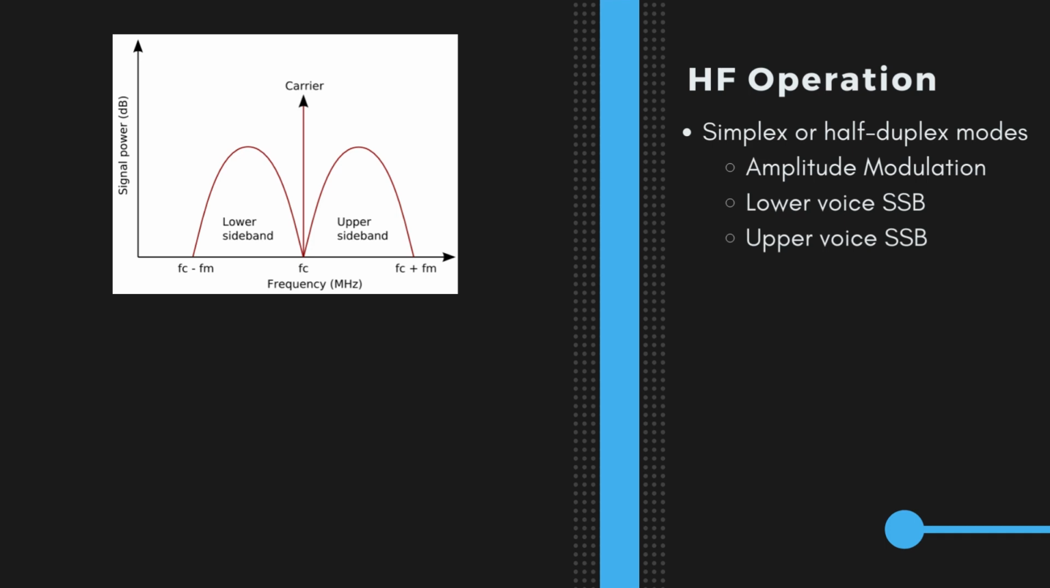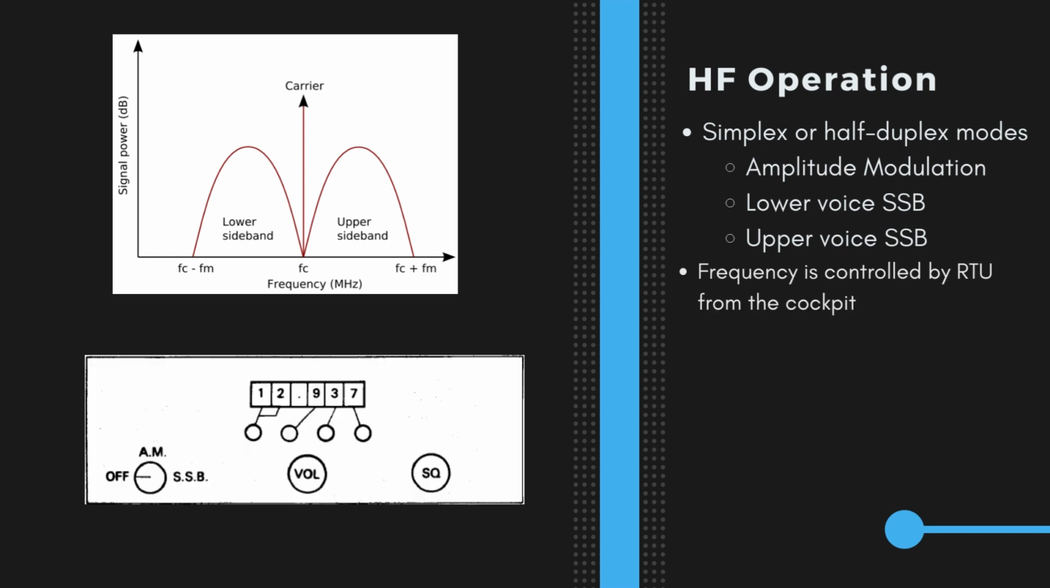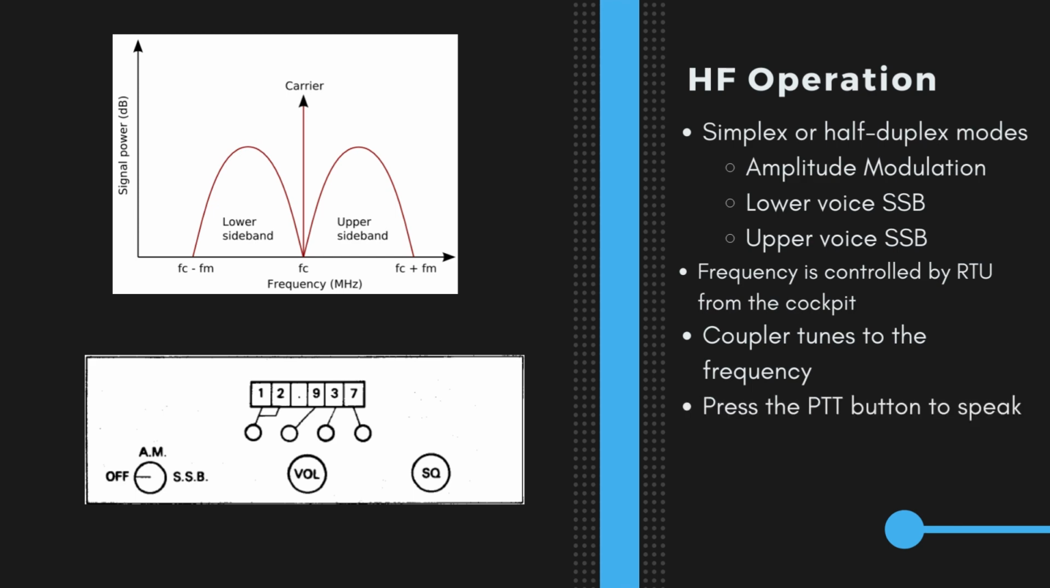It also sends the signal to the audio control unit for the microphone, headphone, speaker operation, ADF, and SELCAL decoder. The HF system operates in simplex or half duplex mode using three types of modulation: amplitude modulation, lower sideband, and upper sideband. The HF frequency and the mode of operation are monitored through the RTU from the cockpit. Before transmitting, the antenna must be tuned to the selected frequency through the antenna coupler. The coupler tunes to the new frequency when the HF push to talk switch is pushed momentarily.